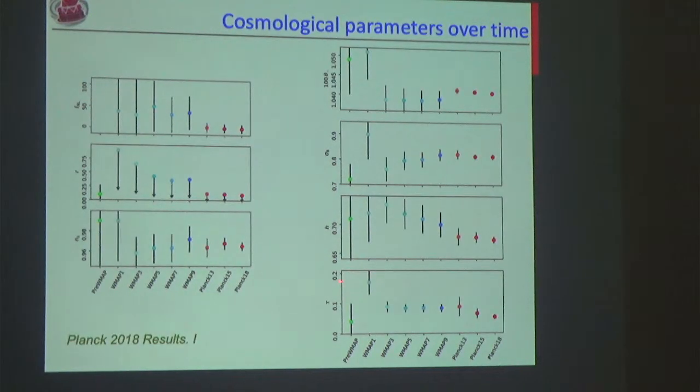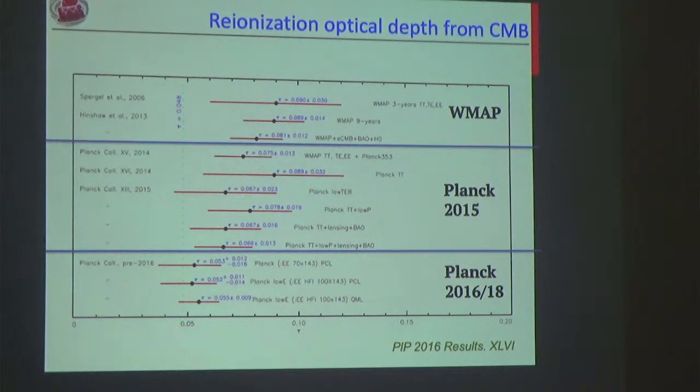So this is the value before. WMAP is like 0.1. Then it keeps on decreasing with WMAP 3, WMAP 5. With Planck, it was close to WMAP 9, but with a large error bar. It is around 0.08, and now it decreases to 0.05. So this is one of the key parameters which people try to understand, the evolution of tau.